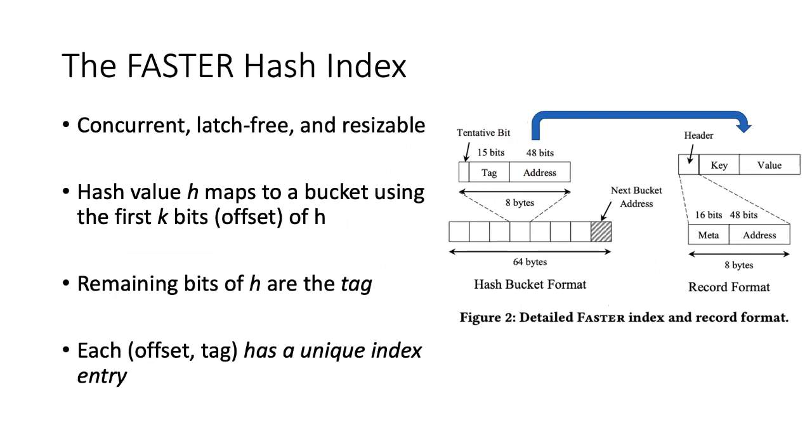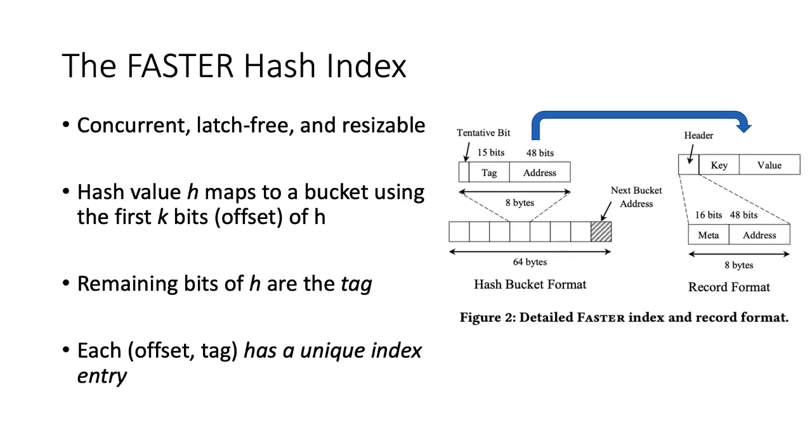So for the hash index, we have this concurrent, latch-free and resizable index. We won't focus so much on the resizing because it's just in the appendix of the paper, but what we have is a hash value for a key. And this value maps to a bucket, a hash bucket that's the size of a cache line, using what we call the first k bits. We call this the offset of the hash key. And then we say the remaining bits of h, the hash value, are the tag.